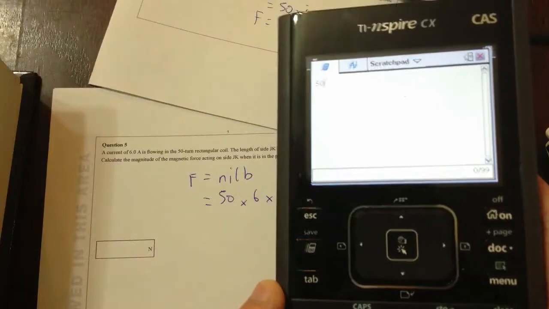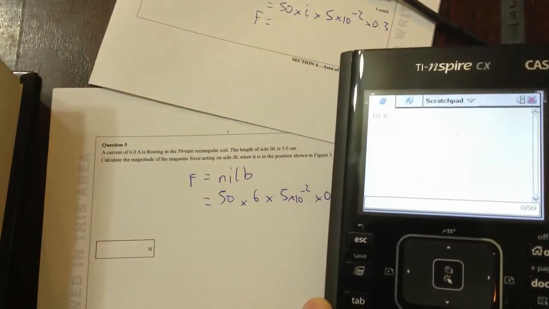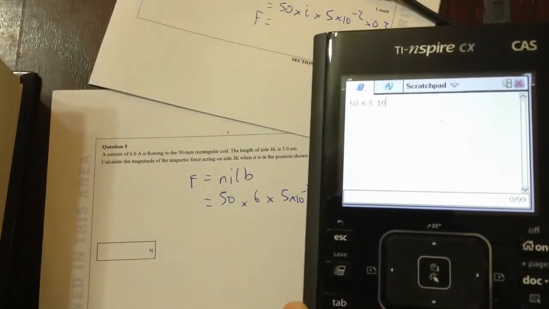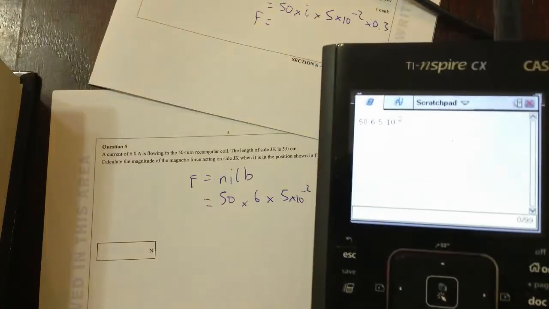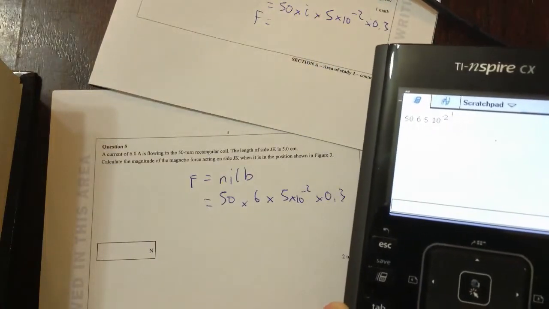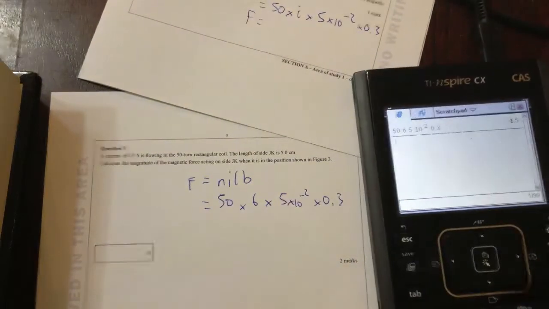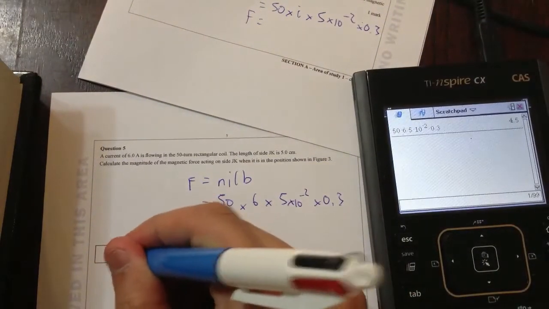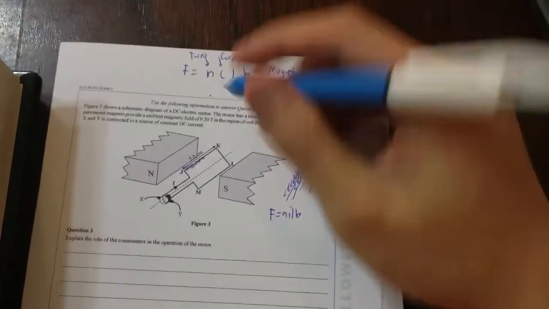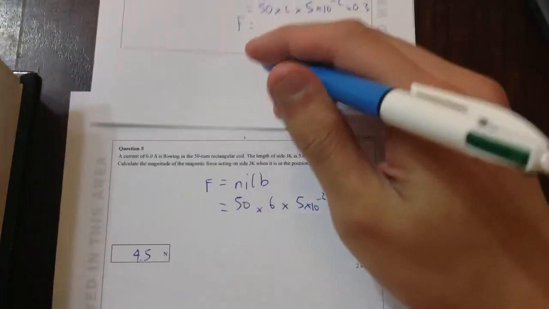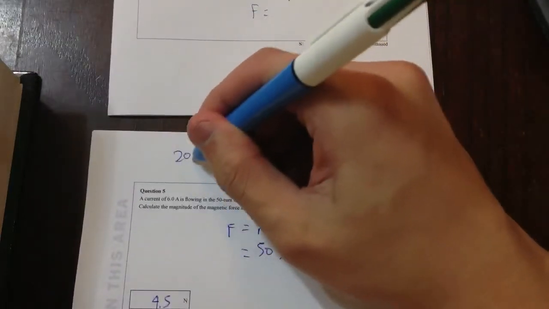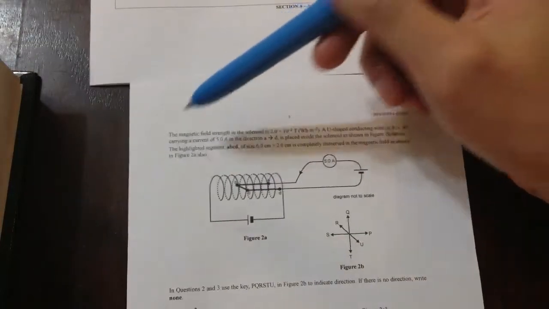We get 50 times 6 times 5 times 10 to the power of negative 2 times 0.3, and that gives us 4.5 newtons. Okay, that was 2011, question 5. Know how to use your calculator, students.